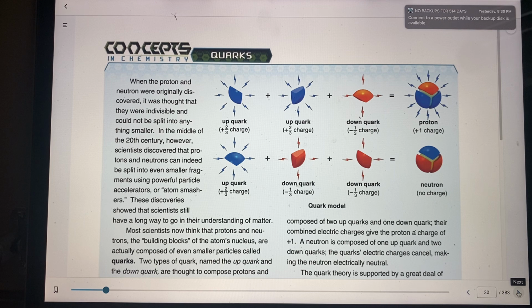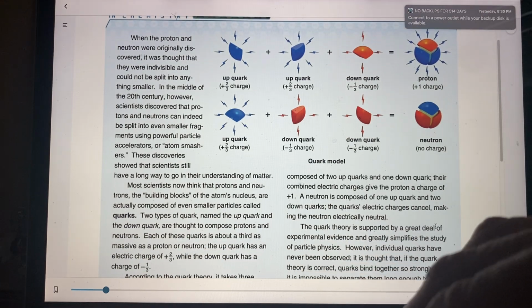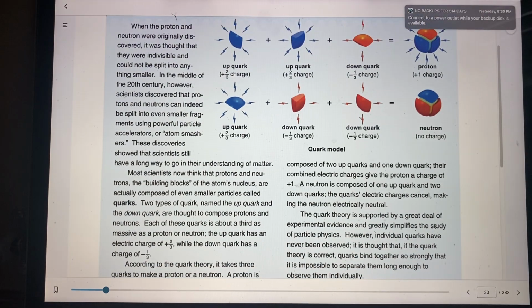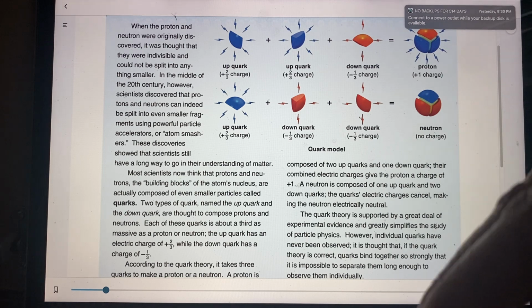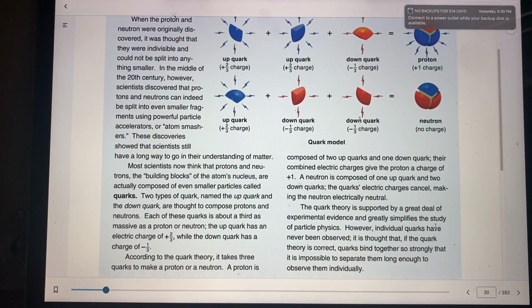They could smash these atoms and get another, smaller thing called a quark. Most scientists now think that protons and neutrons, the building blocks of the atom's nucleus, are actually composed of even smaller quarks. There are up quarks and down quarks, as you can see in the picture. Each of these quarks is about 1/3 of the mass of a proton or neutron. The up quark has an electric charge of +2/3, which means a positive charge, while the down quark has a -1/3 charge. According to the quark theory, it takes 3 of these quarks to make a proton or a neutron.